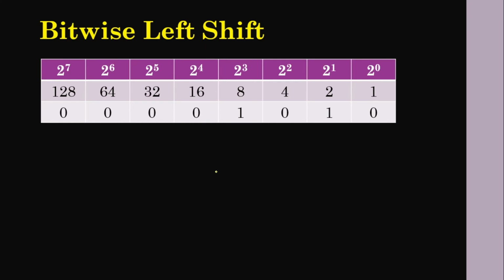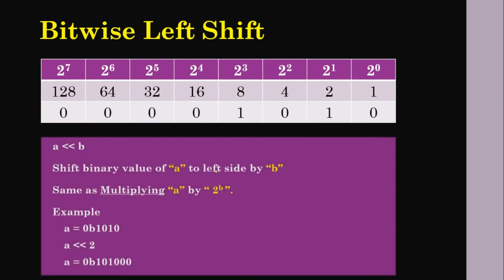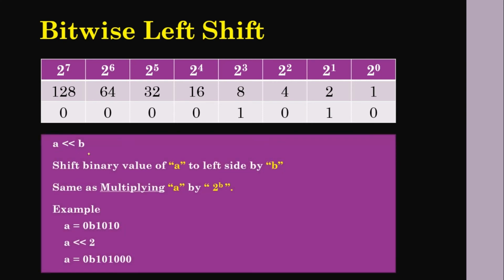Next we have the bitwise left shift, which is very much the same as the bitwise right shift. Here you can see the syntax: A is 2 times less than B. A is a number and B is the value by which you want to shift this number towards the left-hand side. Now let's take one example. A is equal to the binary value 1010. Now if I take A with a left shift of 2 times, this number will be shifted towards the left side by 2 times.